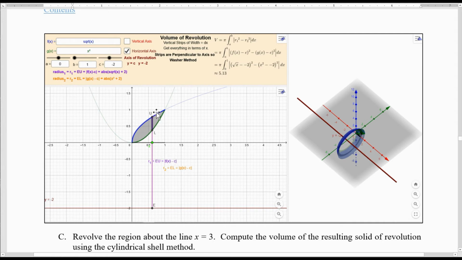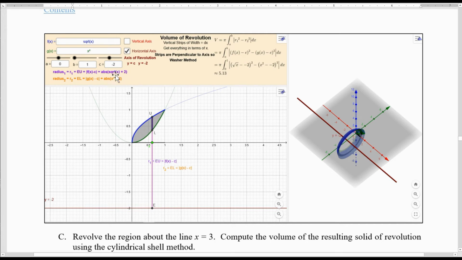So that's going to be the square root of x minus a -2, which is square root of x plus 2, absolute value, that's just square root of x plus 2. That's what we have there. And then the bottom one is an orange distance, but you can't really see the orange here, but it's from E to L. And that's going to be the y value here at g of x, which is x squared, minus the c value. So g of x is x squared minus a -2, which is x squared plus 2. Absolute value of that is x squared plus 2.